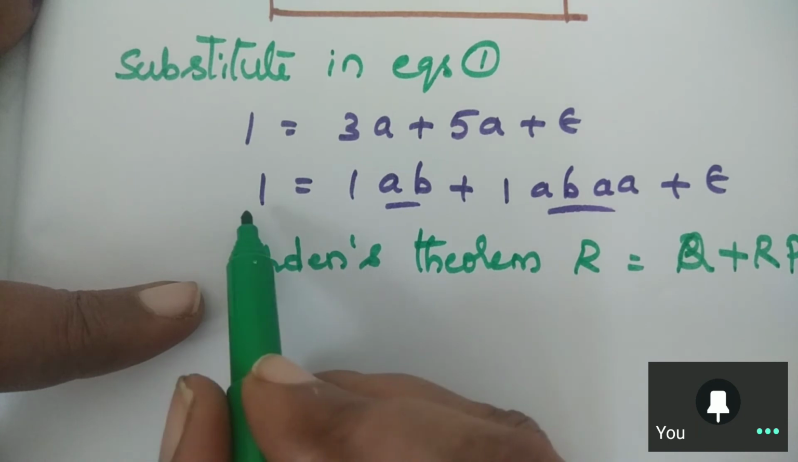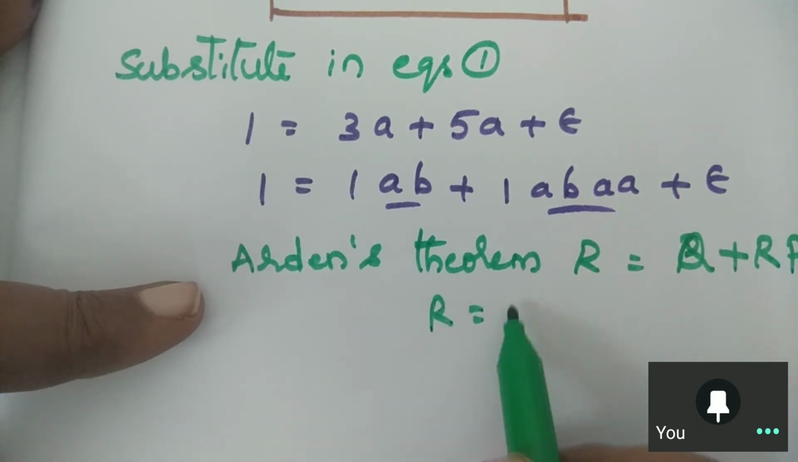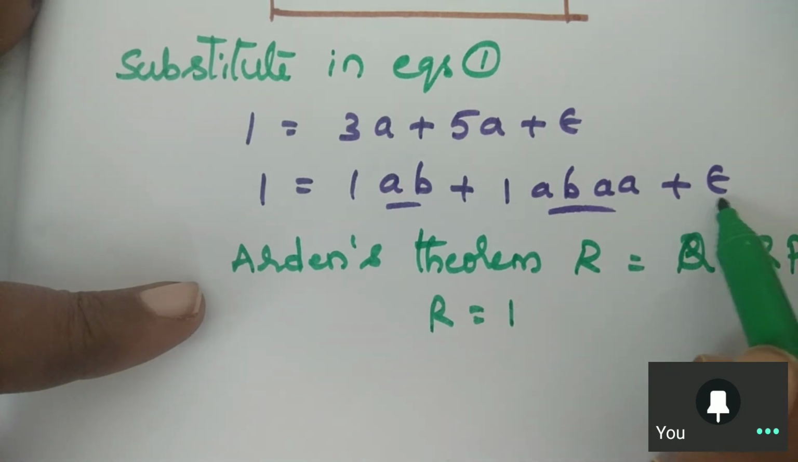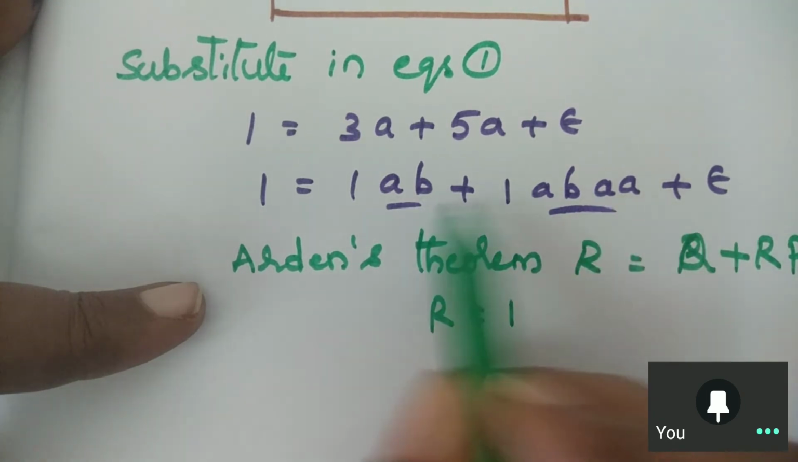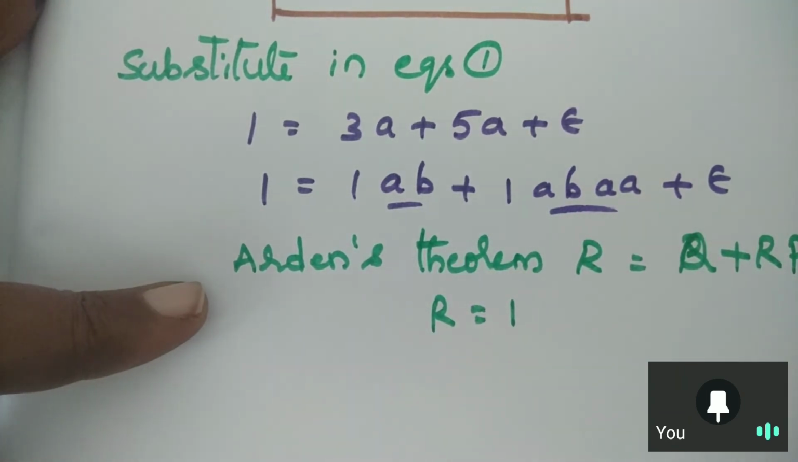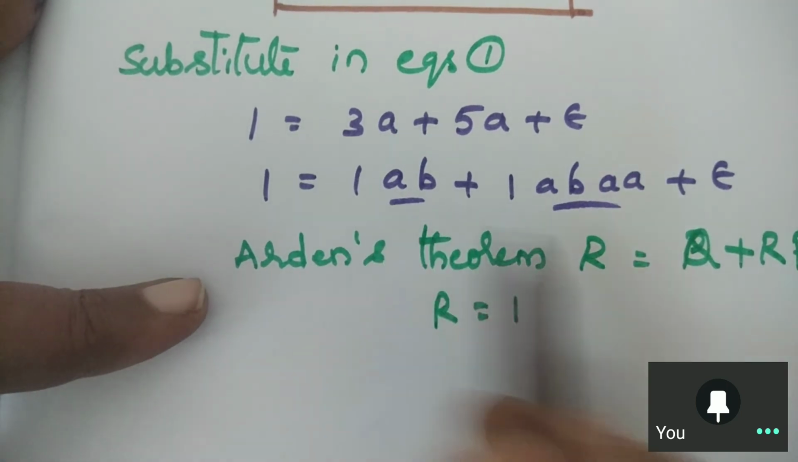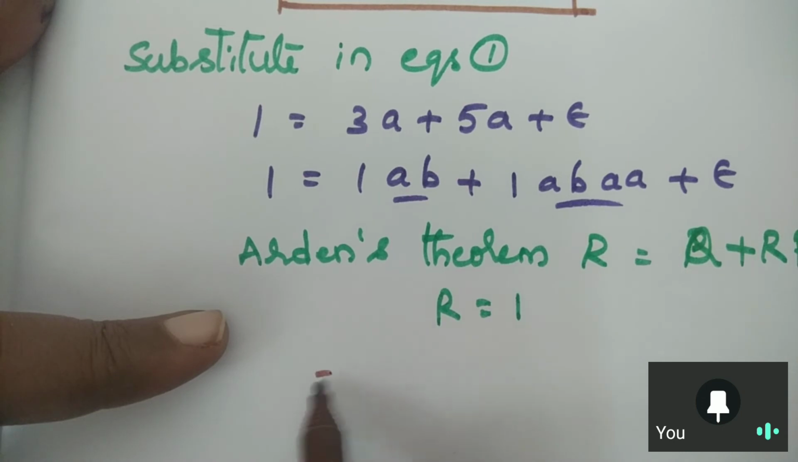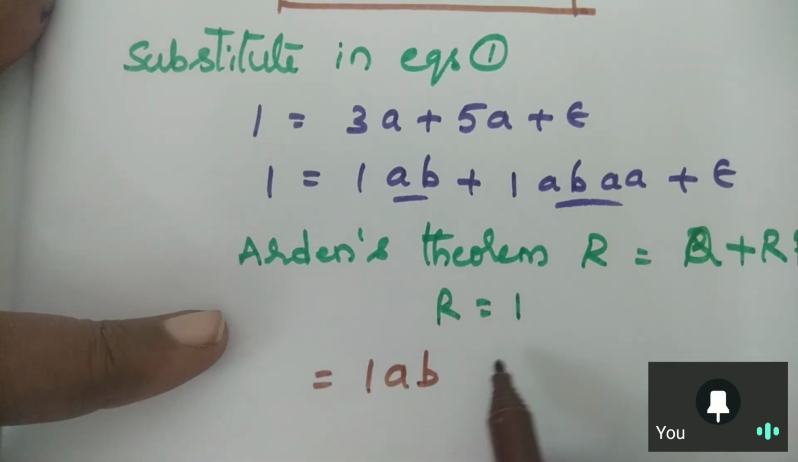Here my r value is 1, but I should get a value for q and p. If I take epsilon as my q, then for p there is no common value. So we are trying to get a common value. Let us take out 1ab. If I take 1ab as common, then I will be getting epsilon plus aa.